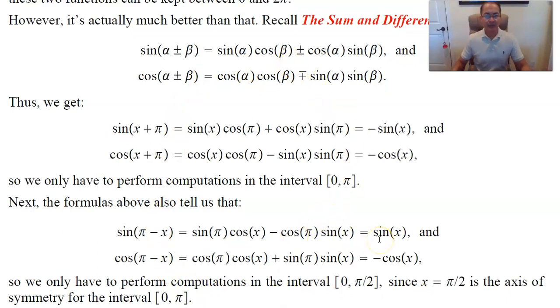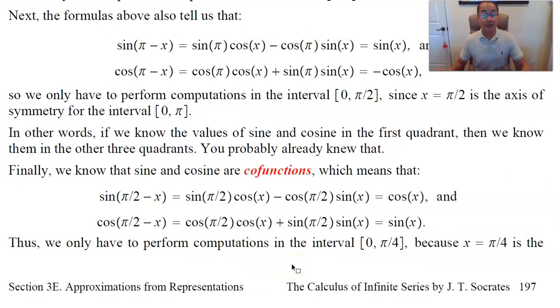Excellent. Now it gets even better, because if you have sine of pi minus x using the same identity, you will just get sine of x, and if you get cosine of pi minus x, you will just get negative cosine of x. So basically, we see some symmetry across the interval 0 to pi. In other words, we only have to compute sine and cosine in the first quadrant between 0 and pi over 2. Everybody should know that, right? If you know the value of the angles in the first quadrant, you can flip that angle or shift it to any point on the unit circle. So I'm probably not telling you something that you didn't already know.